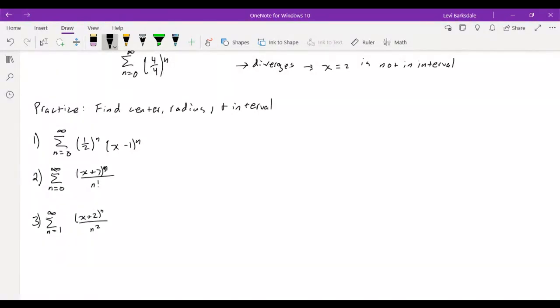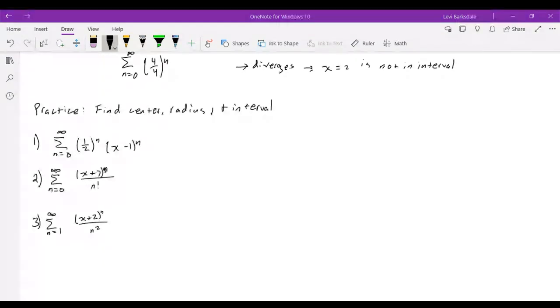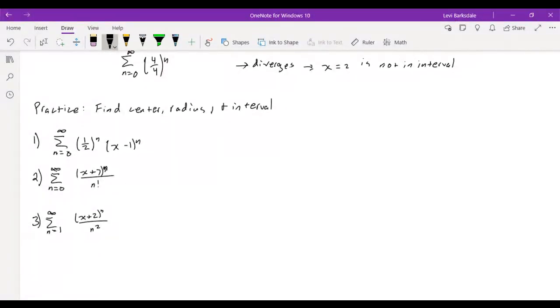All right, let's go over these problems. So to find the center and the radius and the interval, we'll start with the first one. I'm just going to do it right over here on the right-hand side. So if you wanted to find the center, well, that's fairly easy. It's already in a nice form for it. You can see that our center is at x equals 1. Now, if we wanted to consider the radius, we would apply the ratio test.